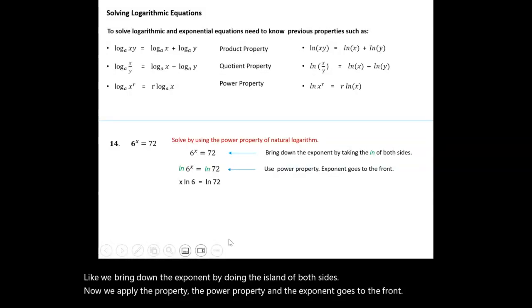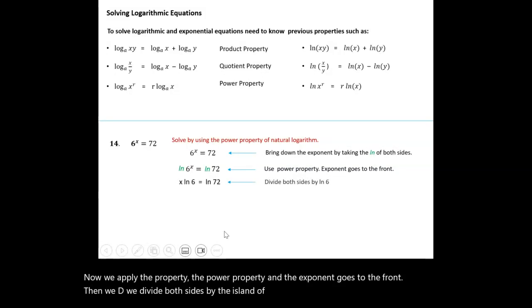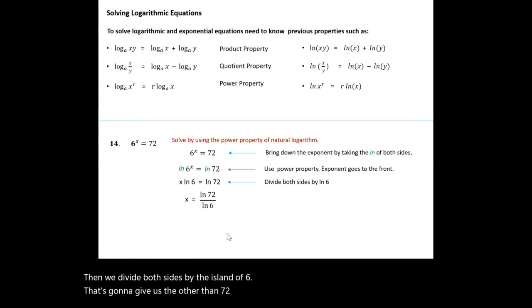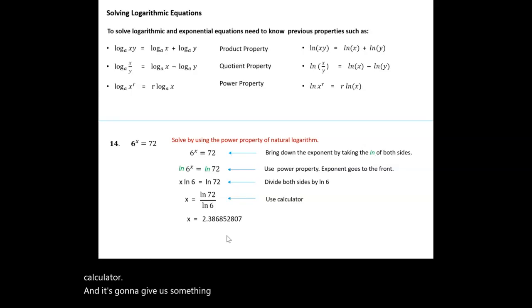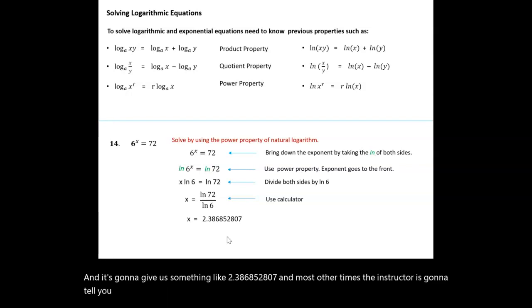Then we divide both sides by the ln of 6. That's going to give us the ln of 72 divided by the ln of 6, right? We can put it in the calculator, and it's going to give us something like 2.386852807. And most of the time, the instructor is going to tell you exactly what to round off to.